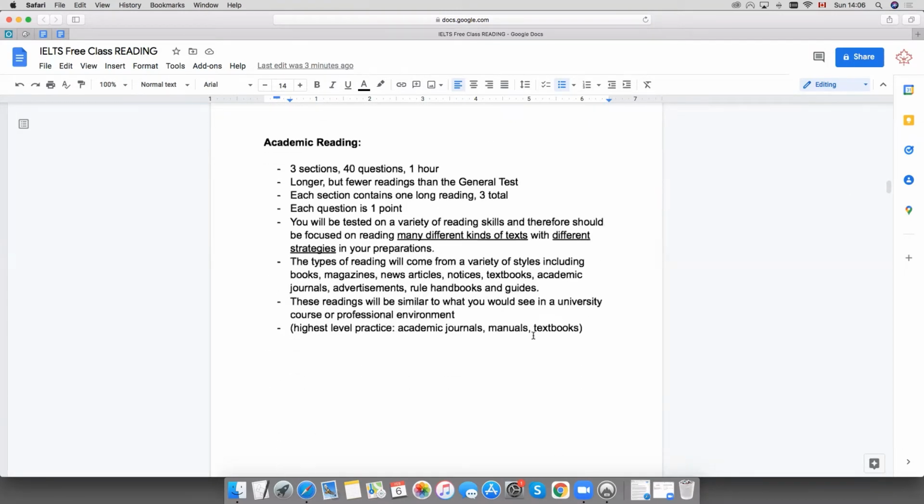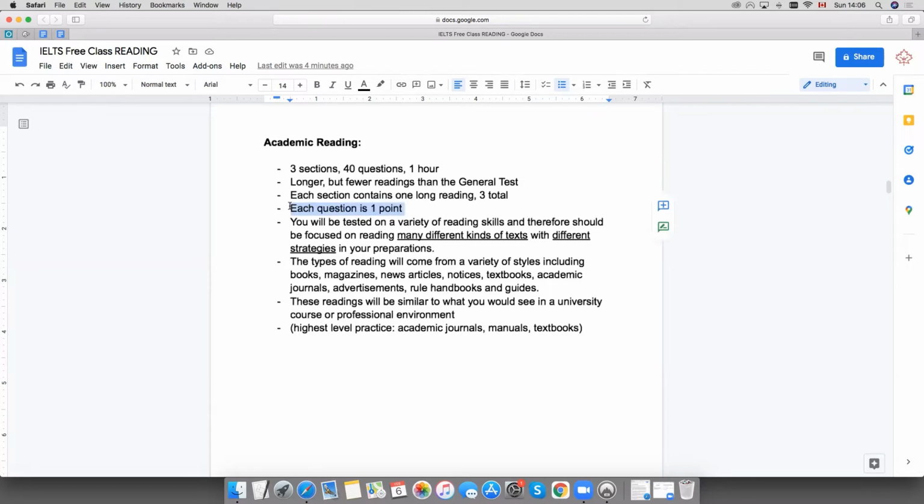For the academic reading, we don't need to talk about each section individually because the sections are relatively the same. We have 3 long readings, 1 reading in each section. The question and time, however, is the same. We have 40 questions and it's 1 hour to complete.